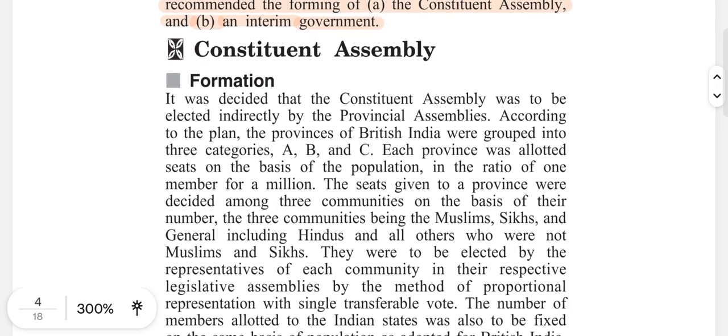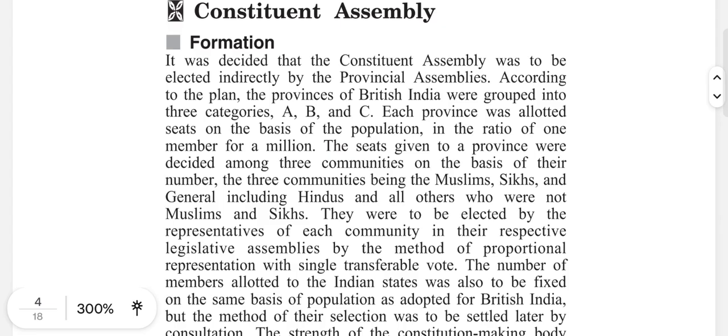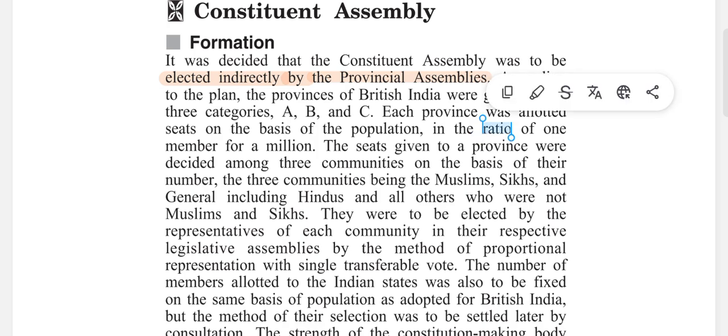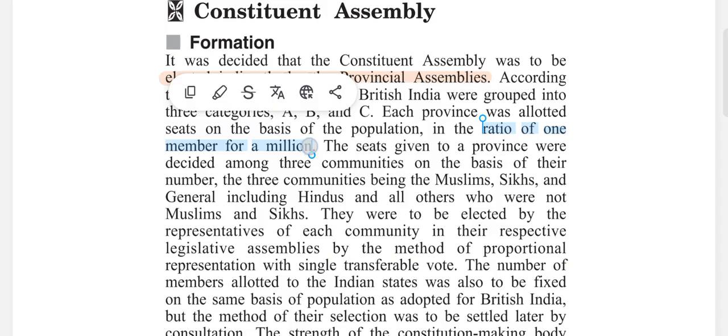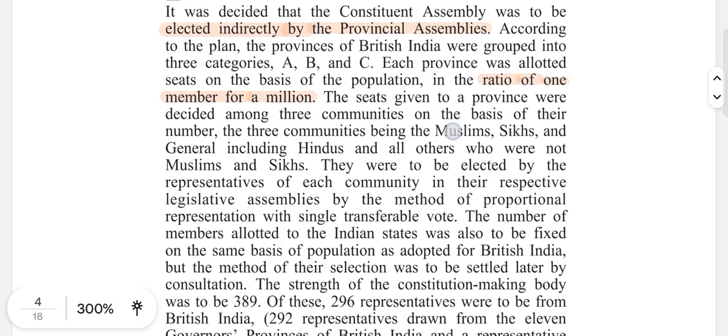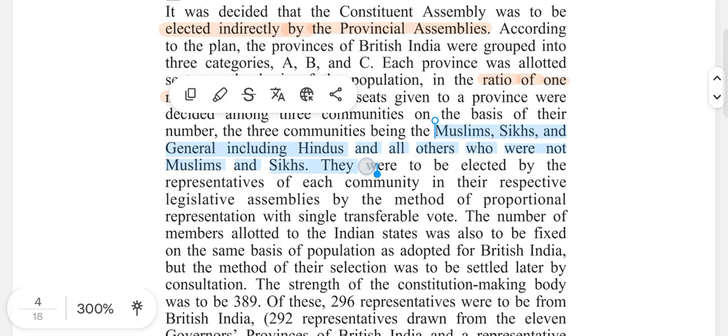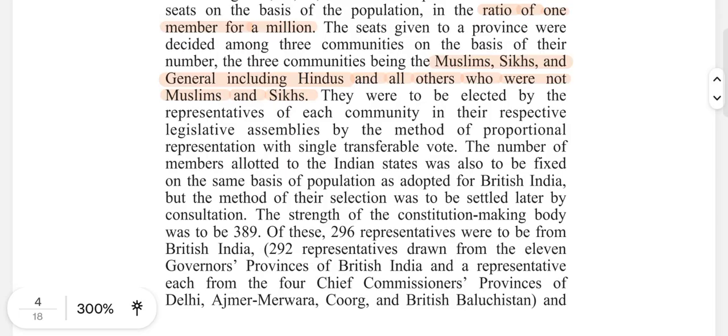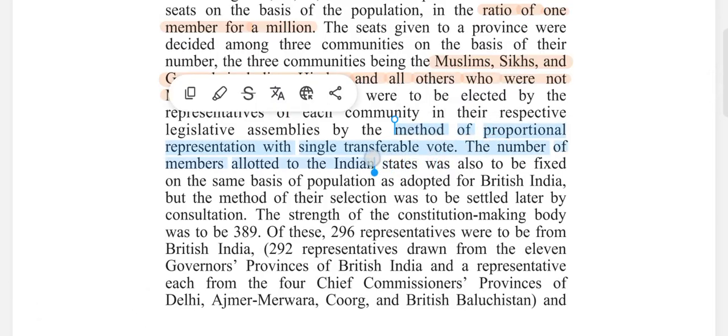Constituent Assembly formation. It was decided that the Constituent Assembly was to be elected indirectly by the provincial assemblies. According to the plan, the provinces of British India were grouped into 3 categories, A, B, and C. Each province was allotted seats on the basis of the population, in the ratio of 1 member for 1,000,000. The seats given to a province were decided among 3 communities on the basis of their number, the 3 communities being the Muslims, Sikhs, and general, including Hindus and all others who were not Muslims and Sikhs. They were to be elected by the representatives of each community in their respective legislative assemblies by the method of proportional representation with single transferable vote.